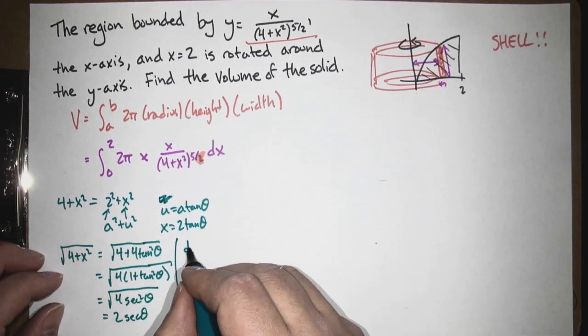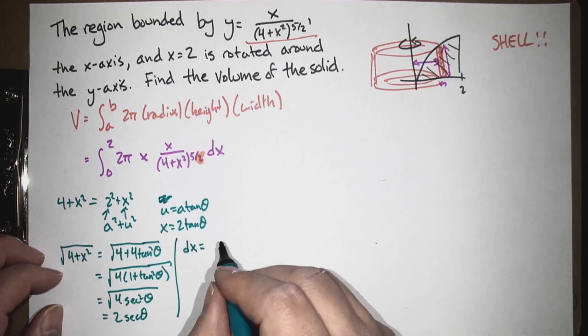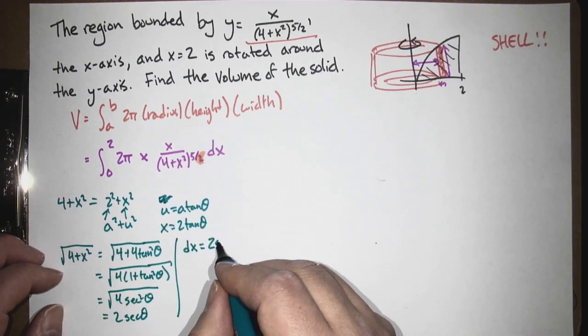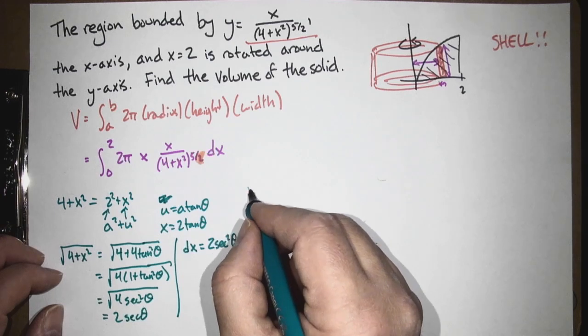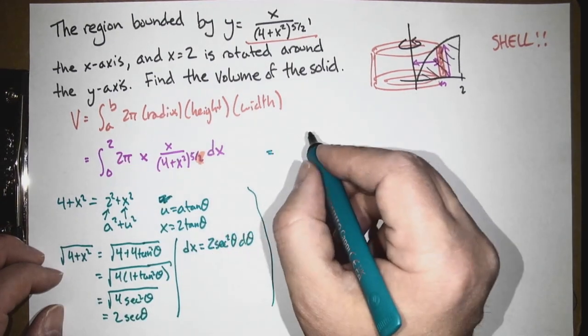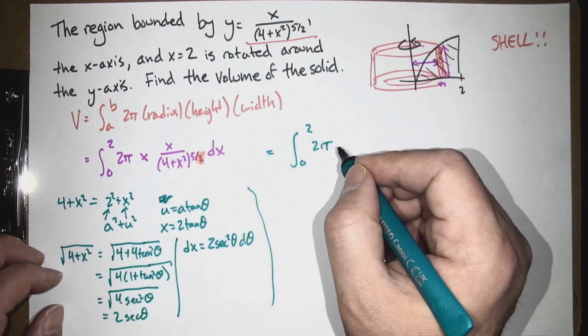What's the derivative of 2 tangent theta? 2 secant squared. Okay, I think we have everything we need. So let's see where we are. We are integral 0 to 2 pi.